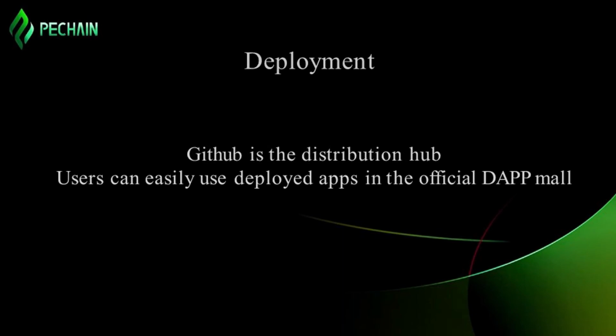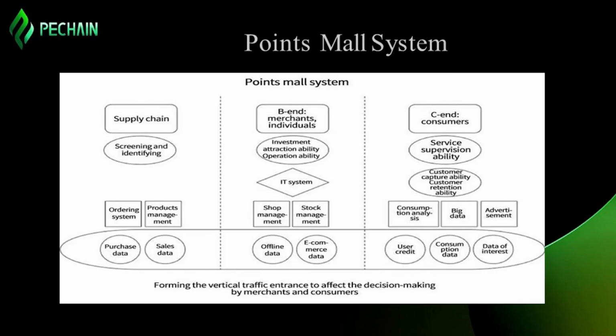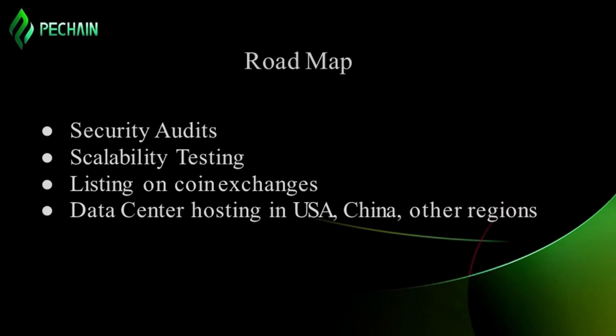So this is a high-level diagram. You can see the point mall system and the various stakeholders, supply chains, merchants, end user. Basically, I think this is pretty standard. Our roadmap is running smoothly along. We had the first round of ICO, $2 million US. And then as soon as we complete the next round, security audit, and then listing on coin exchanges, including Fcoin in China, our apps hosted on servers, data centers in US and in China, will go online.